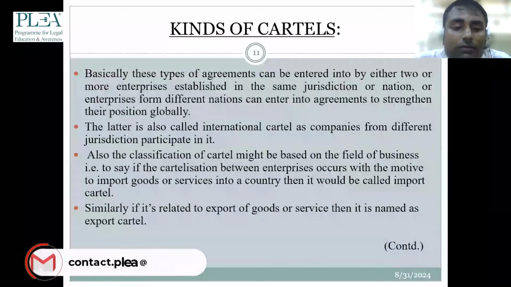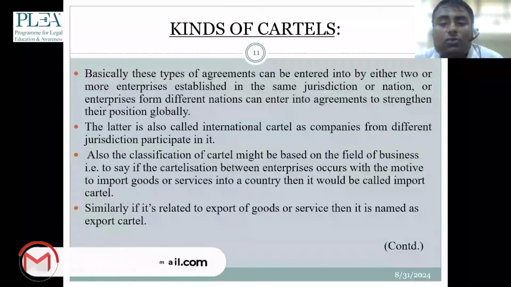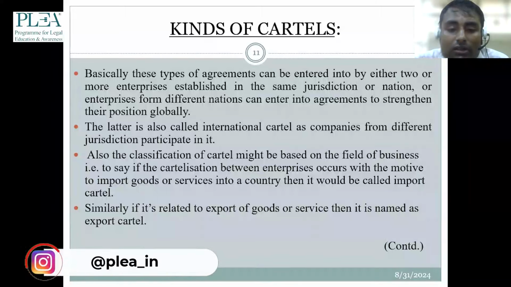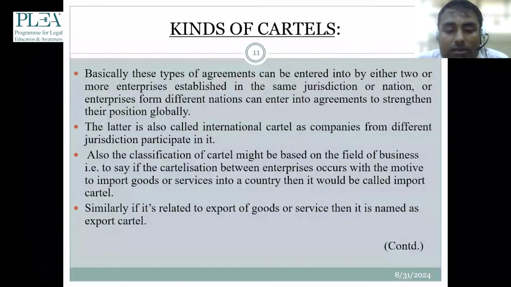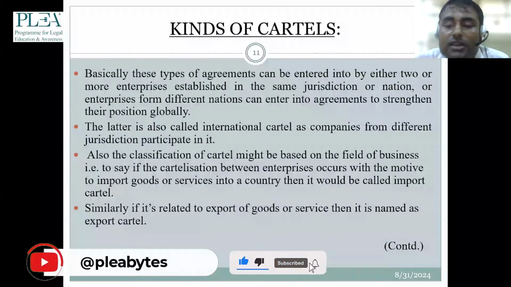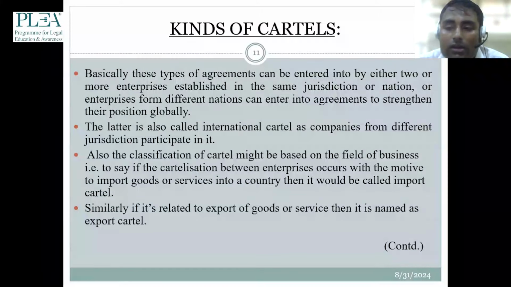Also, the classification of cartels might be based on the field of business. If the cartelization between enterprises occurs with the motive of importing goods or services into a country, it would be called an import cartel. Similarly, if it is related to the export of goods or services, then it is named an export cartel. So both are applicable, export cartel and import cartel.